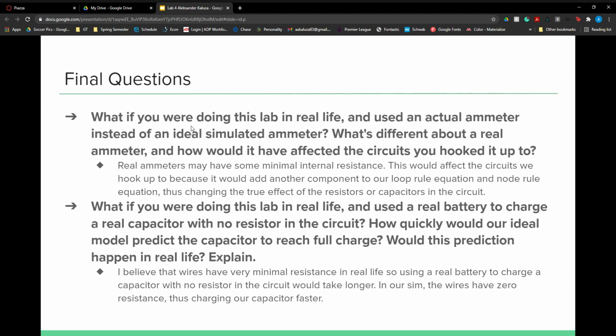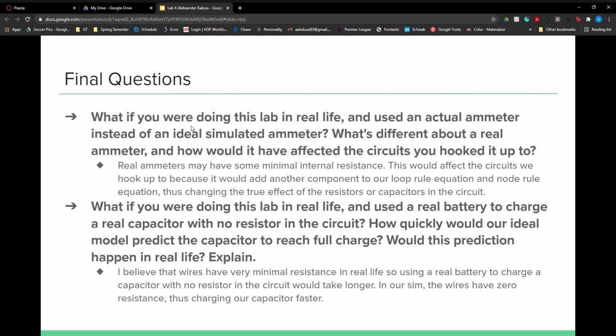And on to the final questions of the lab. If we just used a real ammeter instead of a simulated ammeter, what would the difference be? So some real ammeters have minimal internal resistance, which means we would have to add the potential difference component into our loop rule equation, meaning that the current value of the circuit would change.